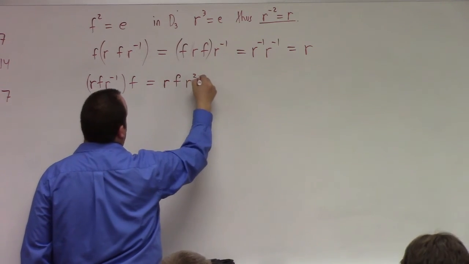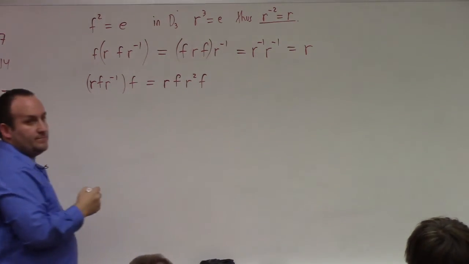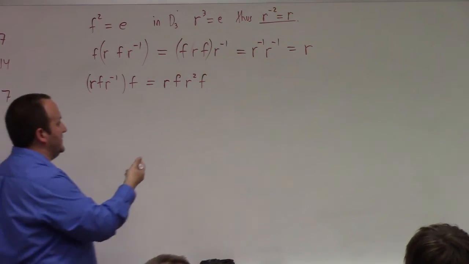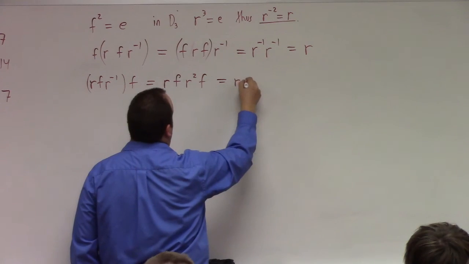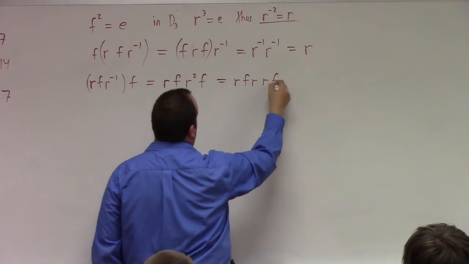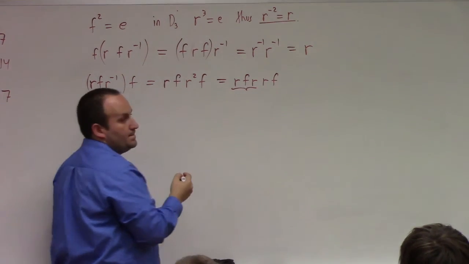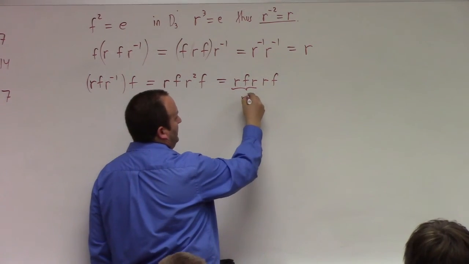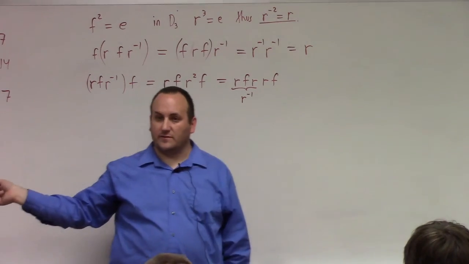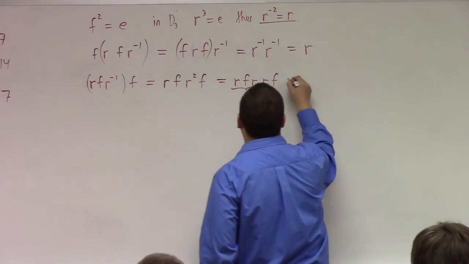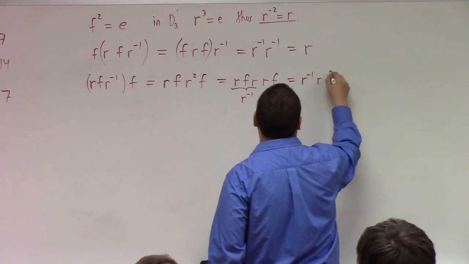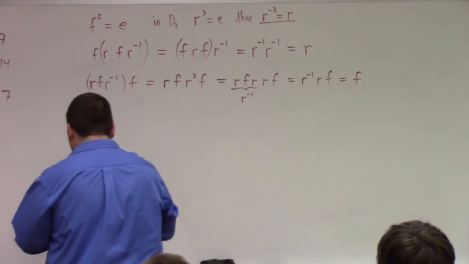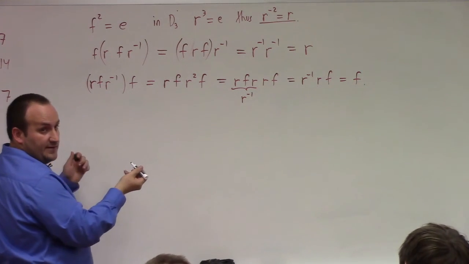R squared, right? Using the fact that it has order 3. And then what does this give you? But this is what? This is r inverse by the thing we derived geometrically over here. At least I gave you a partial explanation for it. r inverse r f, which is f. Check it out, folks. What we've just shown in D3, right?